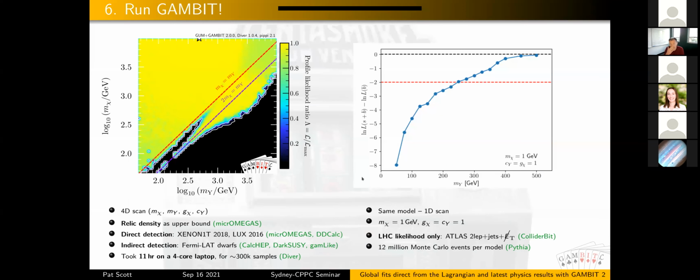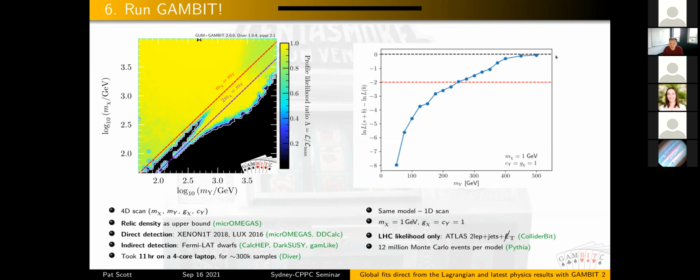So this is an example where instead you only turn on the LHC likelihood. This is a 1D scan of the same model where we're just varying the mediator mass. This has a fixed dark matter mass and fixed couplings. You can see in this particular slice, there's an area of low mediator mass that's fairly strongly ruled out by the LHC. If you vary the other parameters, you can find cases where low mediator mass is allowed, right? Like over here.